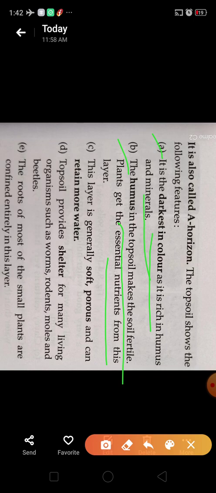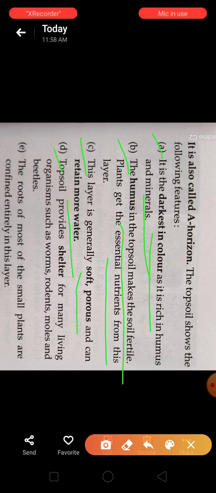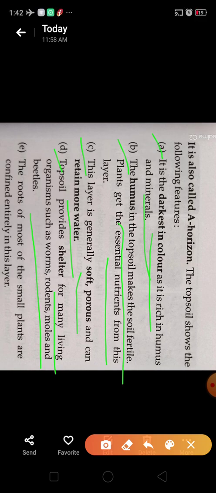Okay, next, number 3, this layer, the A horizon, is soft, porous, and can retain more water. Okay, it is good for growing crops. Fourth, topsoil provides shelter for many living organisms such as worms, rodents, moles, and beetles.